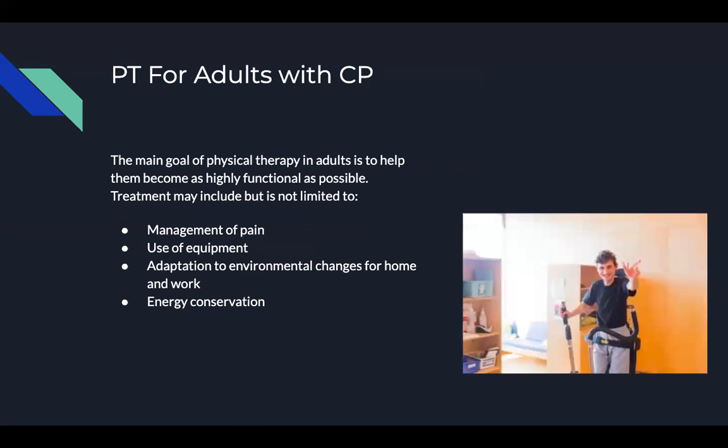The treatment may include, but is not limited to, management of pain, use of equipment. So if they're given any orthotic devices, assistive devices, we want to show them how to use it properly so they don't hurt themselves. Adaptation to environmental changes for home and work. That goes back to independence. If something changes at home, if something changes in their workplace, we want them to overcome any obstacles that they face and be able to say, okay, I can do this, no problem, let's get it done. Energy conservation, we want them to use their energy smartly, to know when to expend more and whatnot.